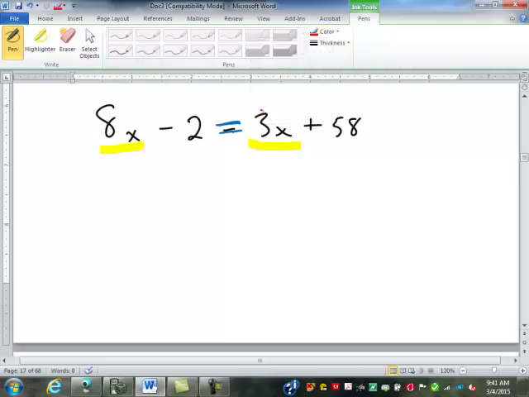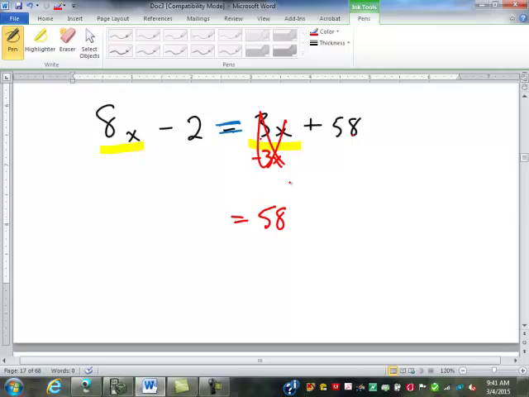We get rid of the smaller one, which in this case is the 3x. To get rid of it, we subtract it. It is now gone, leaving us with 58 over here. But we took something off of one side. Remember, we talked about that balanced scale idea? If we take something off of one side, we have to take the exact same thing off the other side. So we have to take away 3x's from the other side.